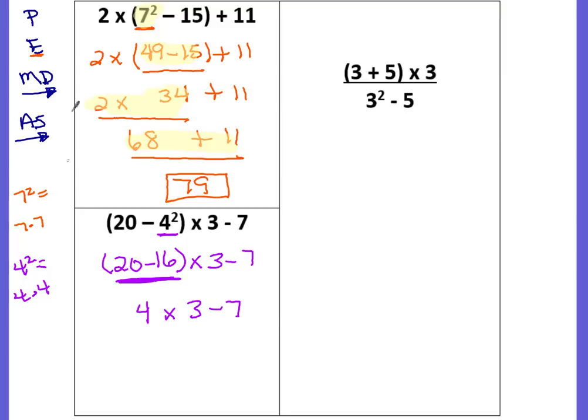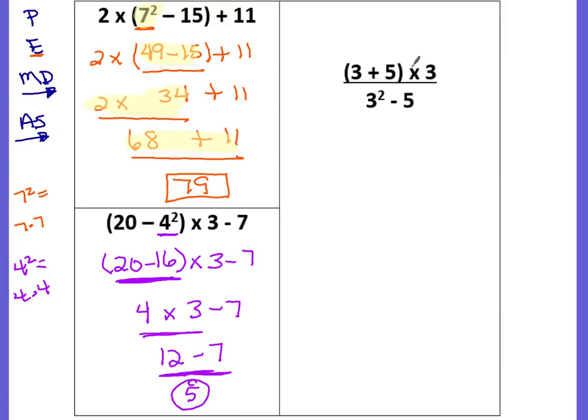Okay, I'm done with parentheses. There are no exponents on this problem. So multiplication and division comes next, left to right. So if I go left to right, I see that there is a multiplication, 4 times 3. I'm going to solve that first. 4 times 3 is 12. Bring down the minus 7. And the last step is the subtraction. 12 minus 7 is 5. And there's your answer.